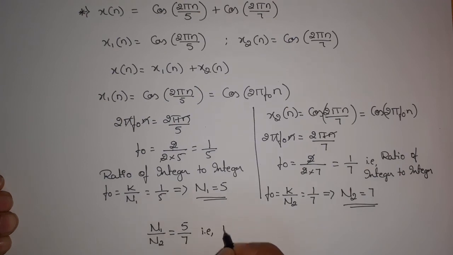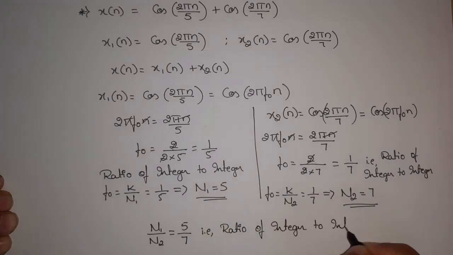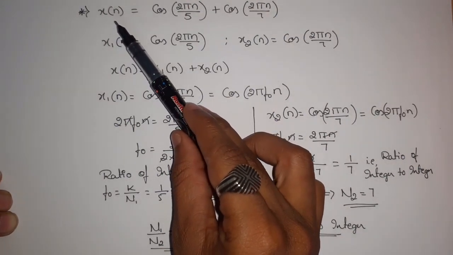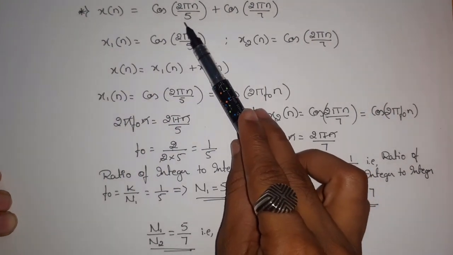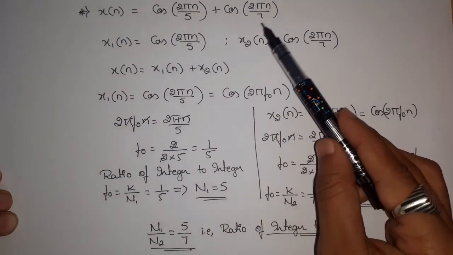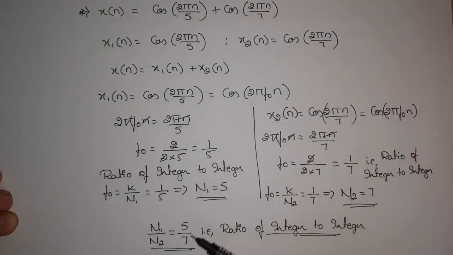is again a ratio of integer to integer. Now we got n1 by n2 as 5 by 7, which is the ratio of integer to integer. Hence the signal is periodic. X of n is periodic with n1 by n2 equal to 5 by 7. For the first expression the fundamental period is 5, and for the second expression the fundamental period is 7.